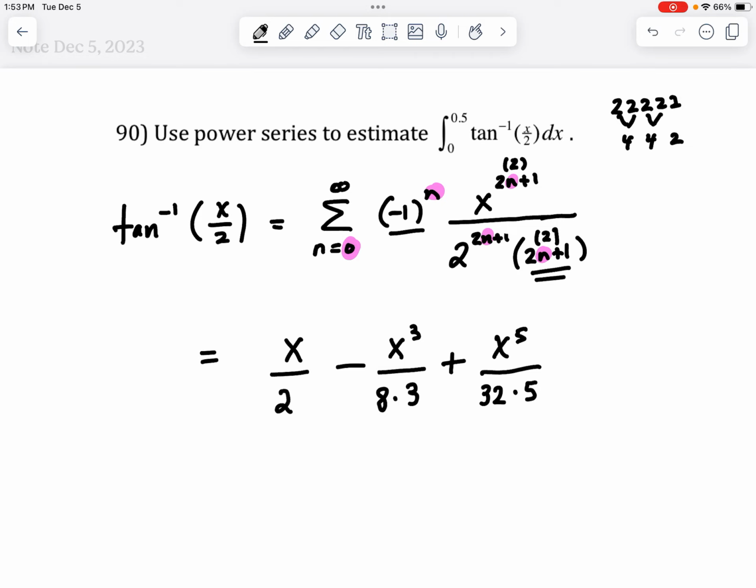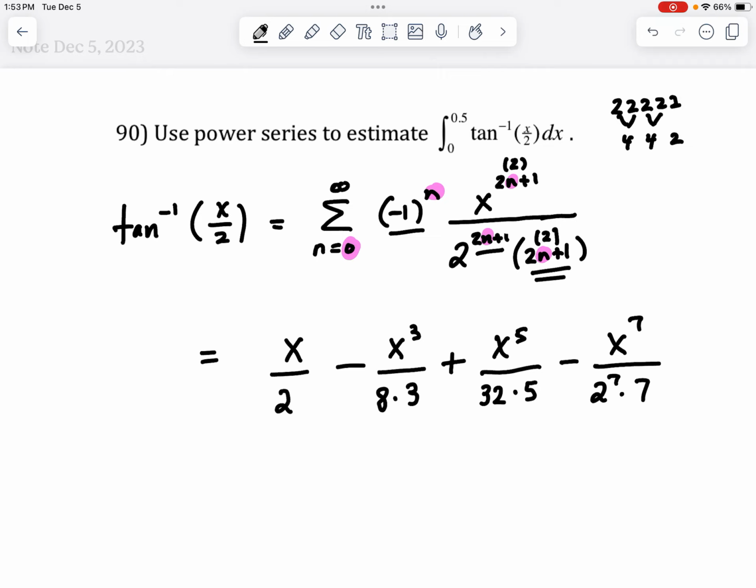And for fun, let's just do one more. So the next one would be, so on the top I can see the pattern. So the next one is going to be x to the 7th. And then when you substitute the 3, this is going to be 2 to the 7th. And then times 7. Okay, so that should be enough to estimate it.